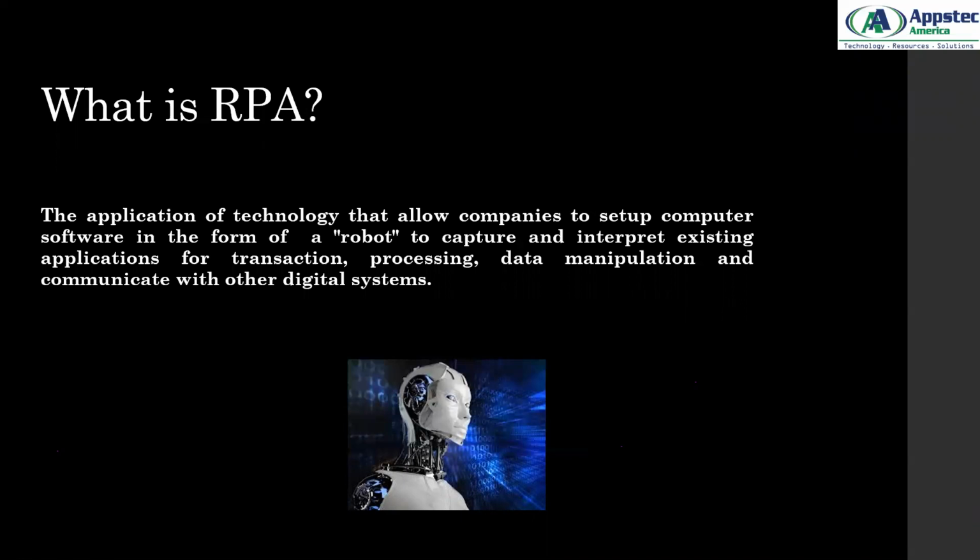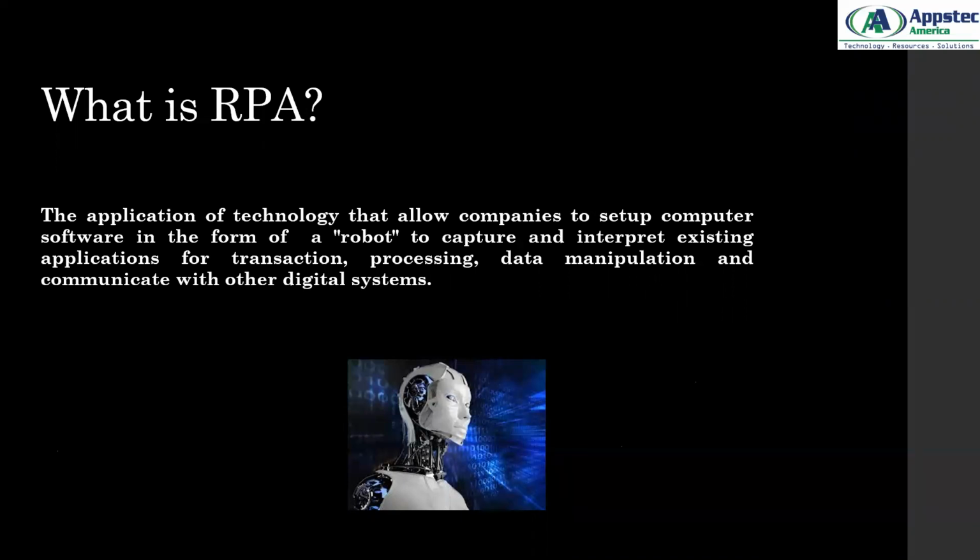So when we look at the textbook definition, what does it say? It says it is the application of technology that allows your company to set up computer software in the form of a robot. That means software in the form of a robot is nothing but software robots, to capture and interpret existing applications for transaction processing, data manipulation, and communicating with other digital systems. Always remember one thing, and that's the very basic.